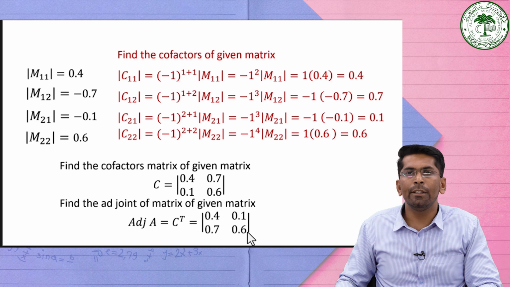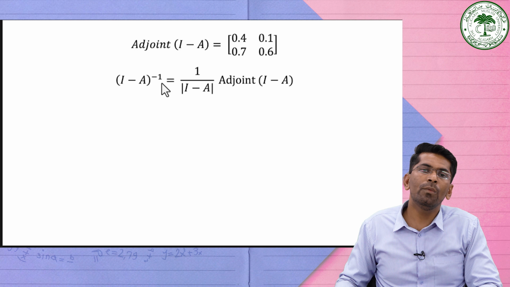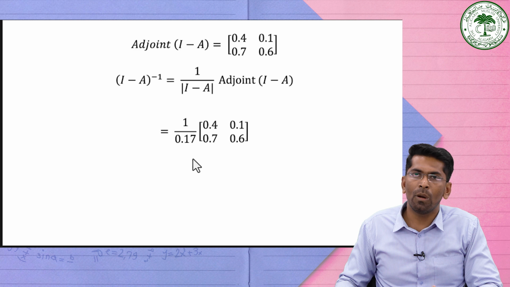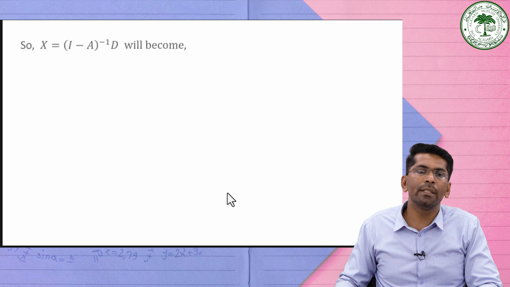After finding the adjoint, we can go for calculating the inverse of the matrix. Here the inverse is equal to 1 by the determinant value into the adjoint. The determinant value, which we already calculated, is 0.17, into the adjoint, that is 0.4, 0.1, 0.7 and 0.6. Along with that, we have the final demand vector, which is equal to 50 and 100, given in the question. So we are going to multiply these things here.